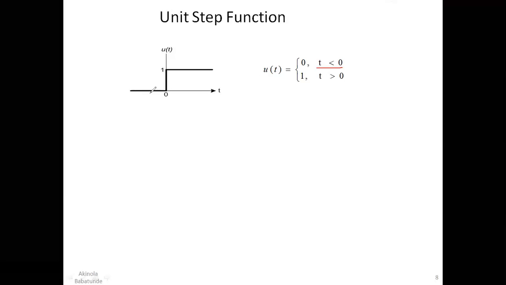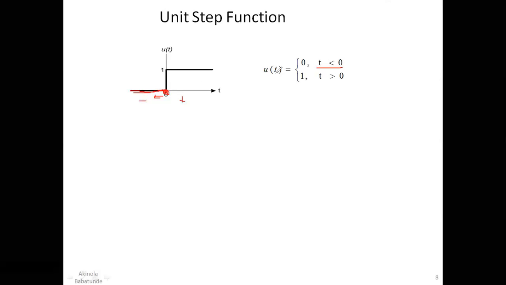So what you see here is that this is t, this is 0, so this is the positive part here, and this is the negative part here. So when t is less than 0, that means we are going this way. And when that happens, our u of t is going to be 0 here, because our t is less than 0. So u of t is 0 for all values of t less than 0.